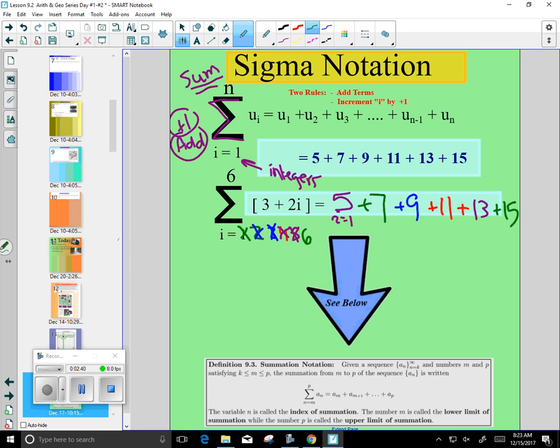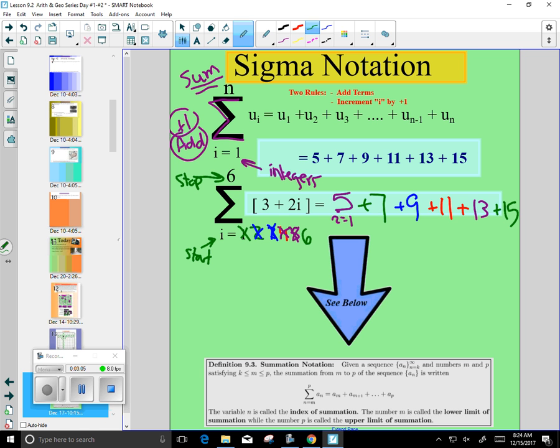Now, why do we stop at 6? Because that's what it's saying. This is your stop value. You increase by 1, you add the terms, and you start and stop. At the bottom is the start, the top is the stop. This is the start.